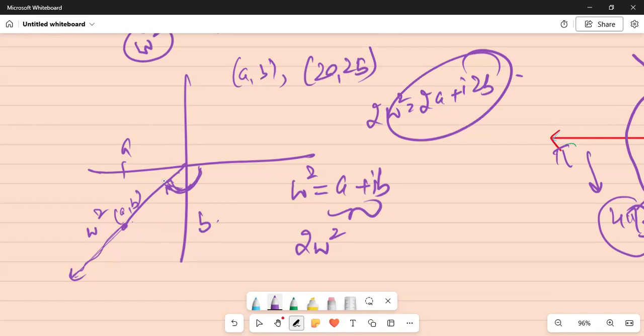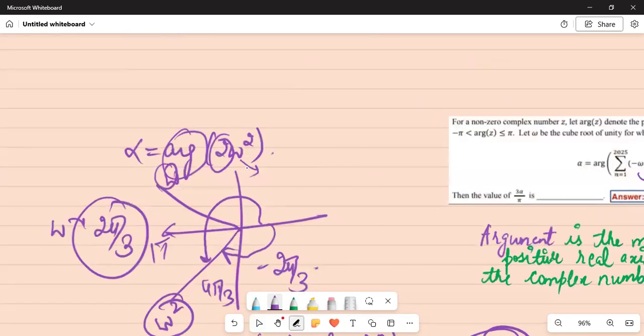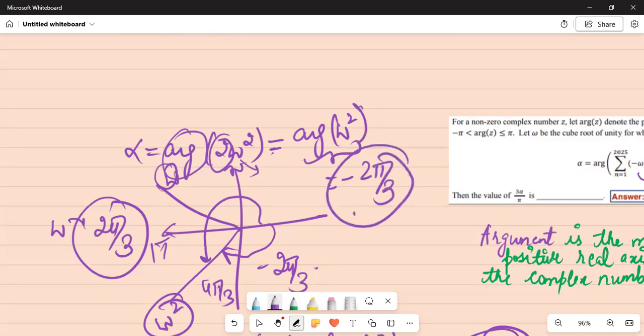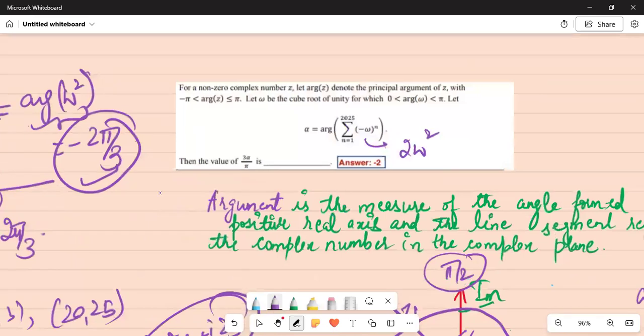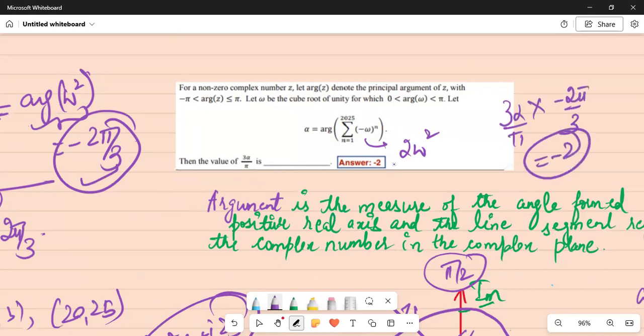But if you multiply any complex number with a negative real number, then the magnitude also changes and the argument also changes. So this 2 omega square is not going to actually affect our argument or principal argument, and it will be the same as the argument of omega square, which is minus 2 pi by 3. Since this is minus 2 pi by 3, the final answer is 3 alpha by pi into minus 2 pi by 3, which is nothing but minus 2, which is the final answer.